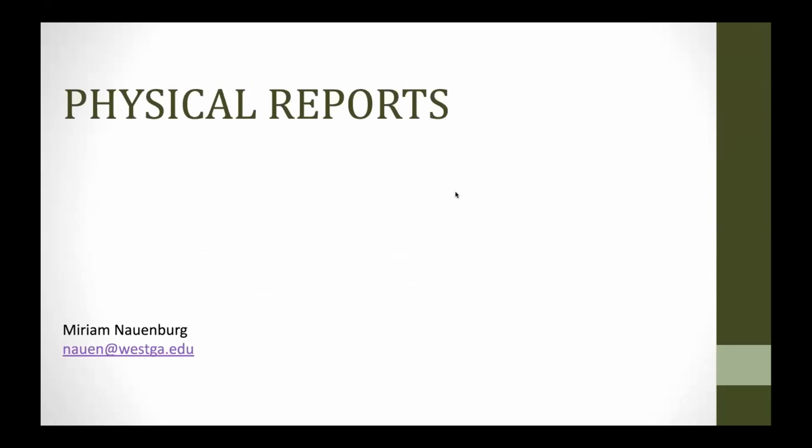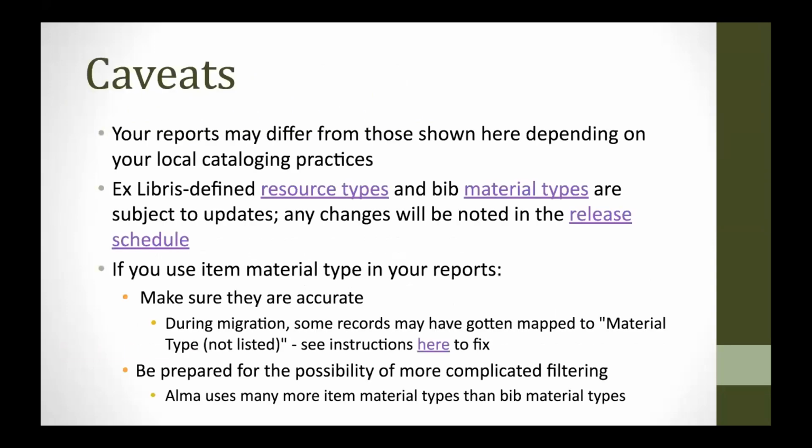So let's dive into physical reports. This is physical inventory. Just a few things: your reports may differ from those shown here depending on your local cataloging practices. I'll be talking about what UWG does, but your situation may be different. Also, Ex Libris defines resource types and bib material types, and those are subject to updates. Sometimes there are new resource types created, so any changes will be noted in the release schedule, which as of this month has moved to a quarterly schedule.